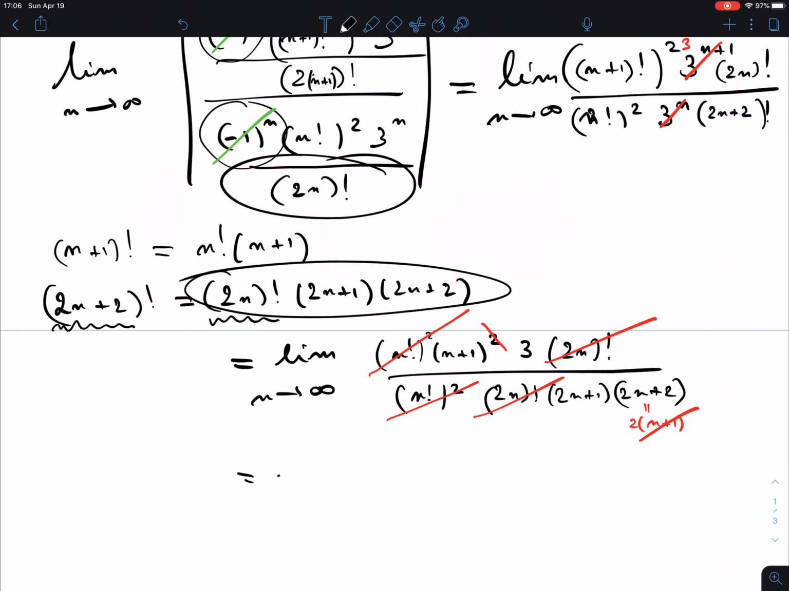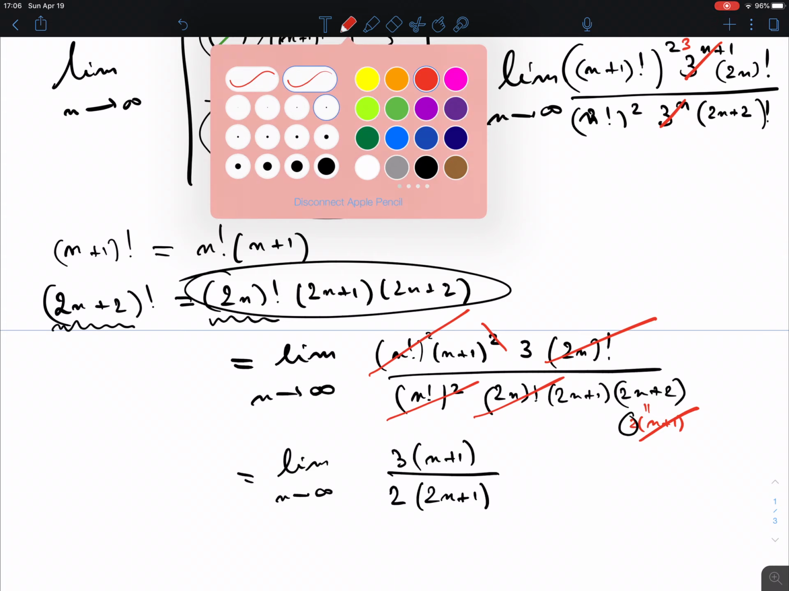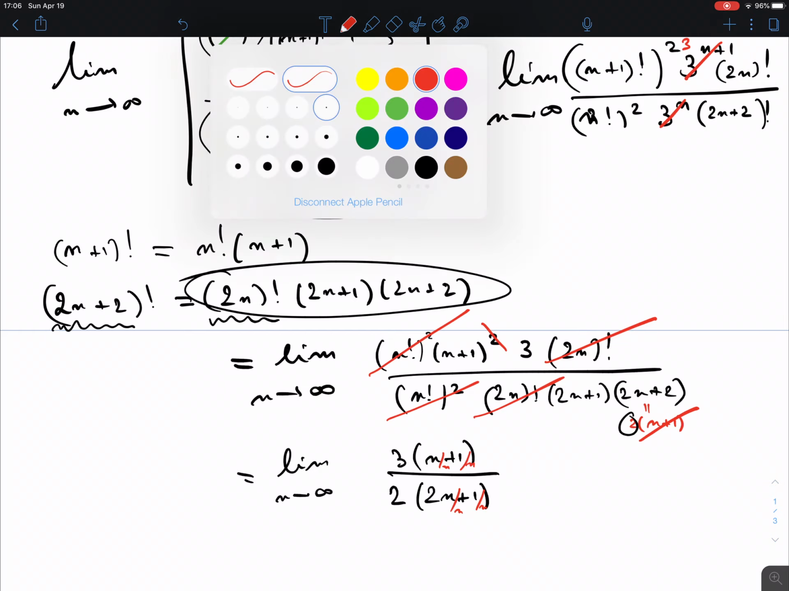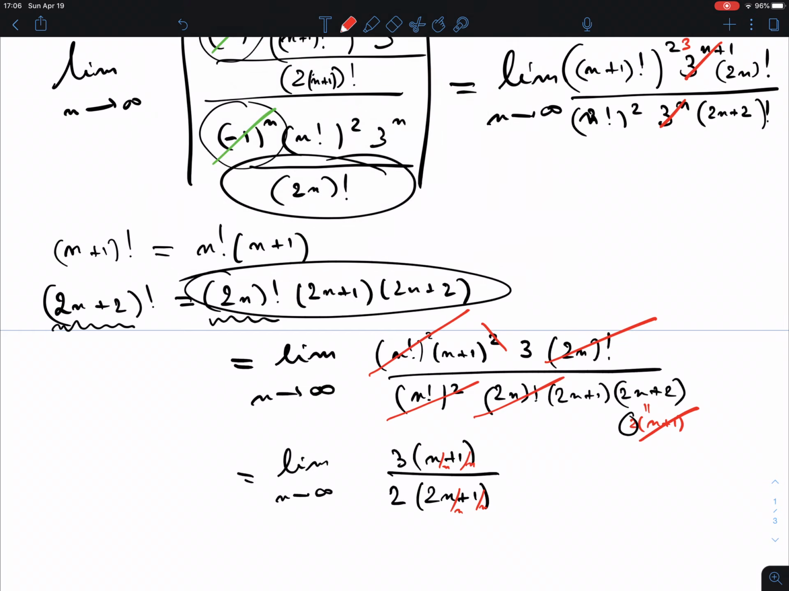So let's see where we are. The limit as n goes to infinity. On top I have a 3 and an (n plus 1). In the bottom I have this 2, and then also a (2n plus 1). Okay, and this is a rational function, which we always do. We can do L'Hopital here, but my favorite is always dividing by the highest degree term, which is n everywhere.